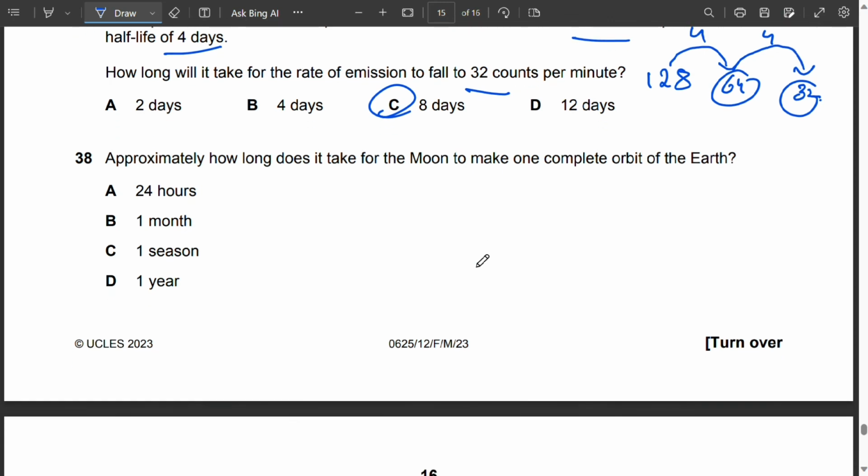Okay, 38. Approximately how long does it take for the moon to make one complete orbit of Earth? Now see, actually the answer for this is 1 month. The moon takes 27.3 days to complete a revolution, but you know it takes 29.5 days to change from one new moon to another new moon. So it's about 29.5 days, which is around 1 month.